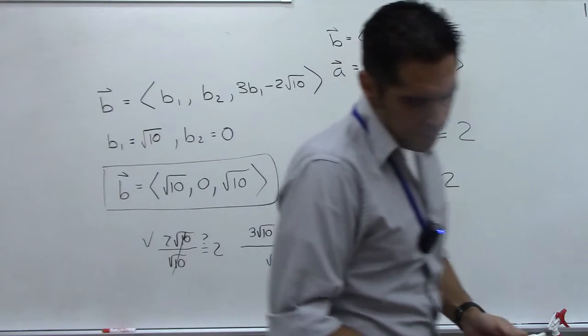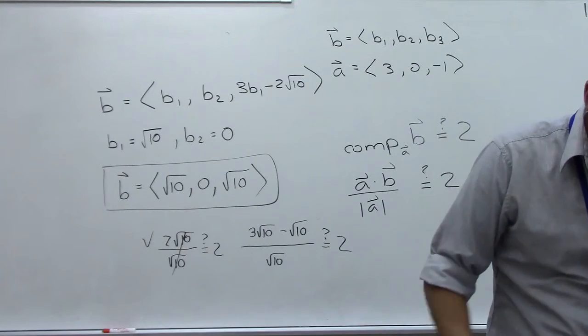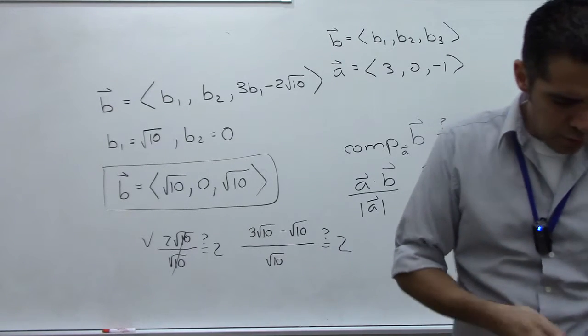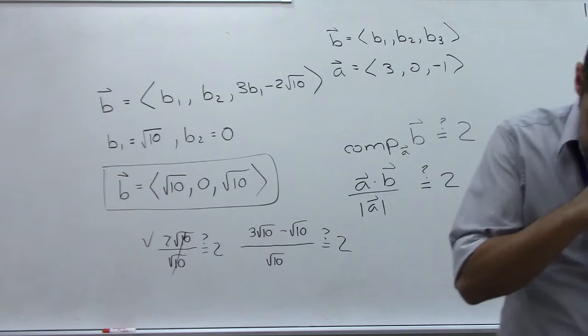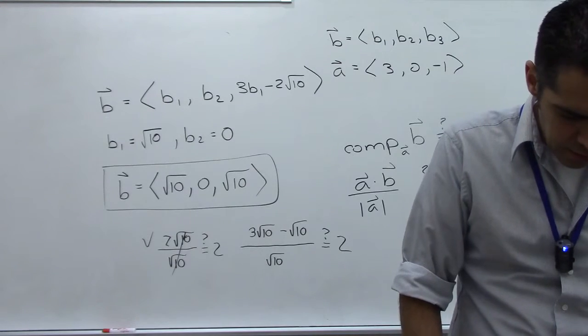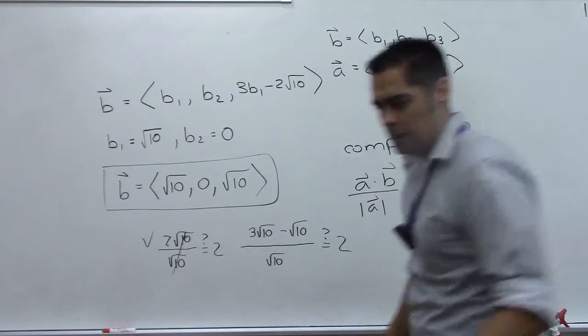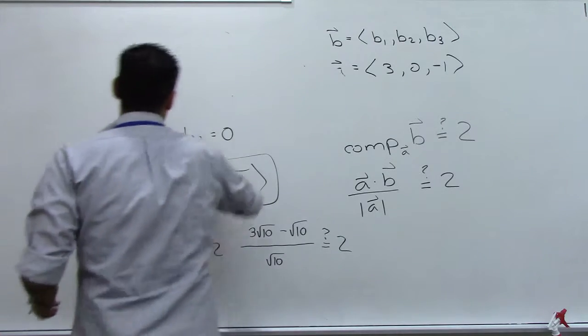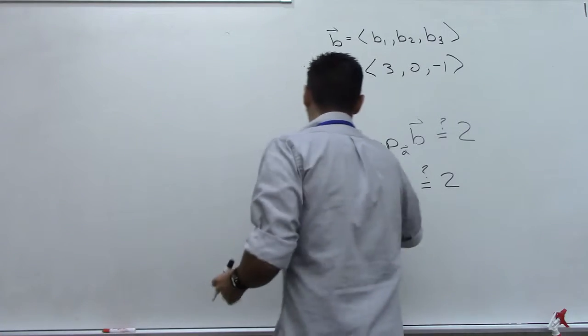Okay, 36, last problem. Suppose A and B are non-zero vectors. Under what circumstances is the component of B onto A equal to the component of A onto B? So for 36, I think I'll do part A. I'll leave you to do part B.